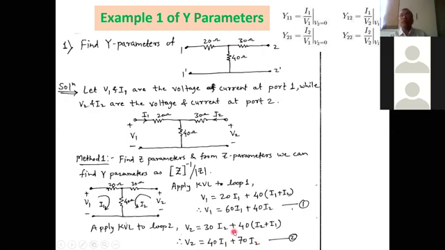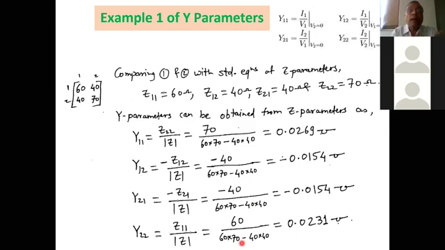And we know that from the standard form of Z parameters equation, the coefficient of I1 in the first equation is Z11, the coefficient of I2 is Z12, and in the second equation the coefficient of I1 is Z21, and this coefficient is Z22. So from this, we can get the values of Z11 as 60, Z12 as 40, Z21 as 40, and Z22 as 70. This we have already calculated in the first problem of Z parameters.